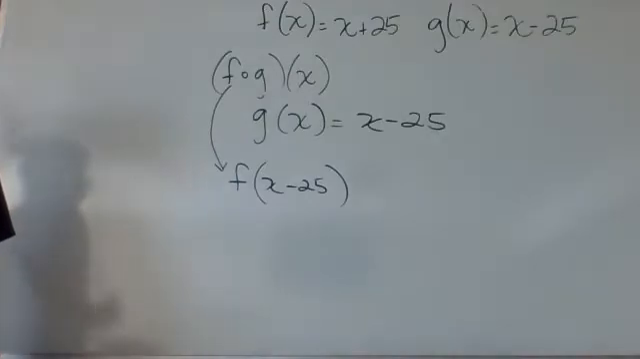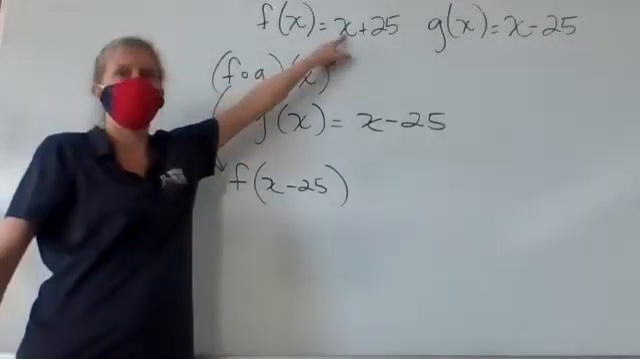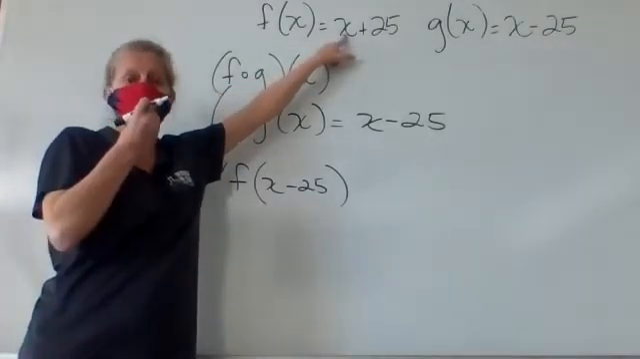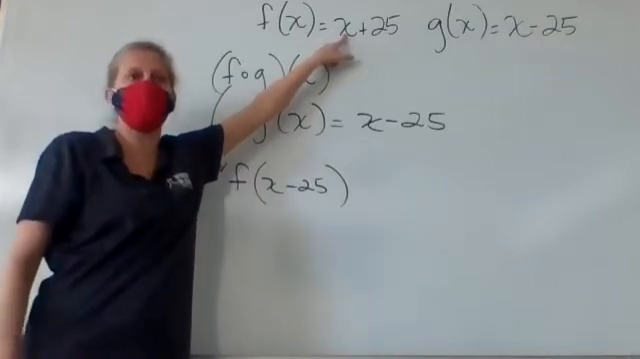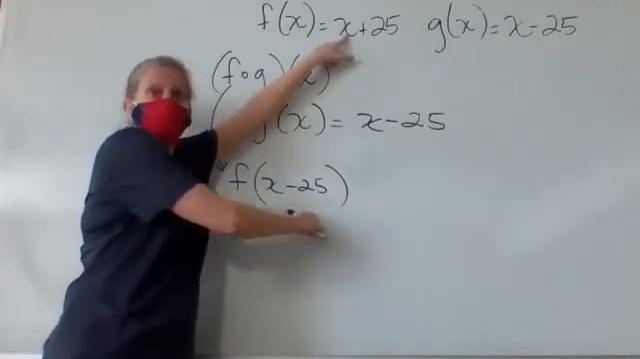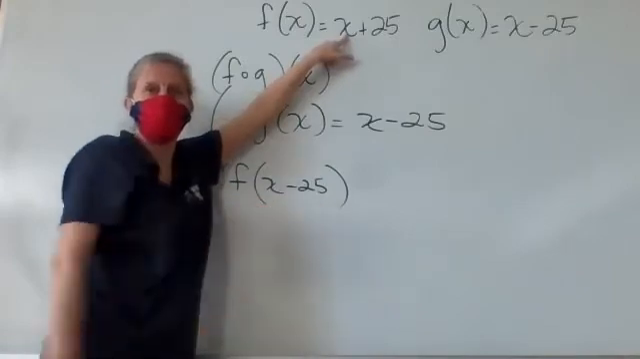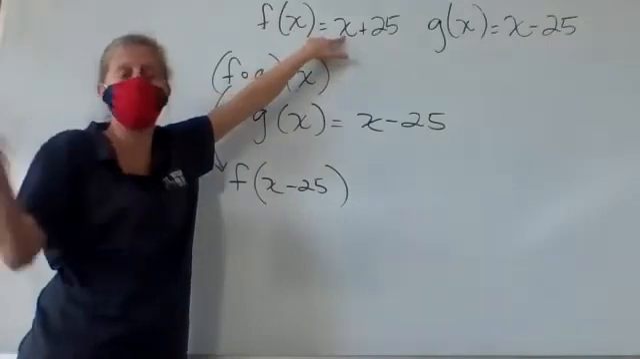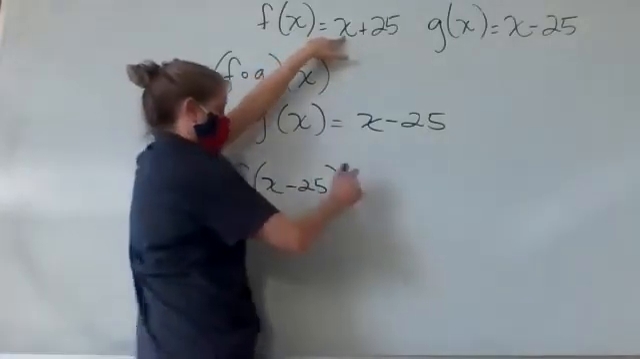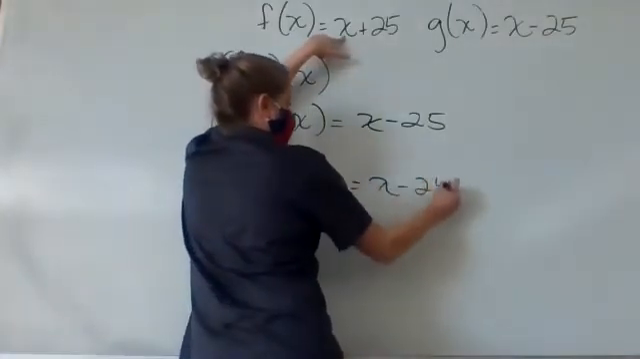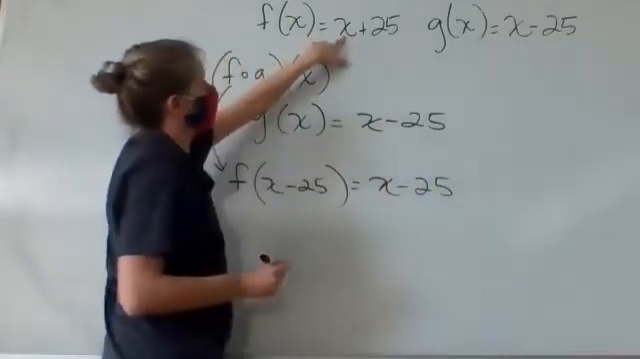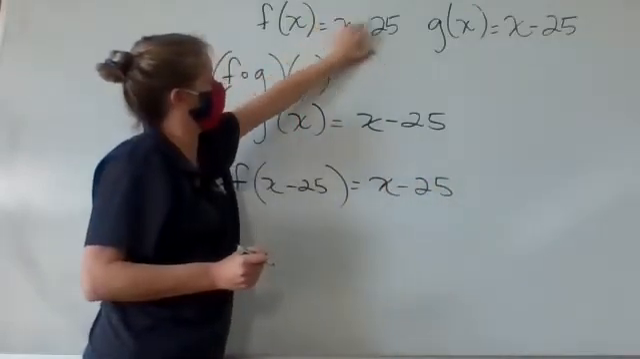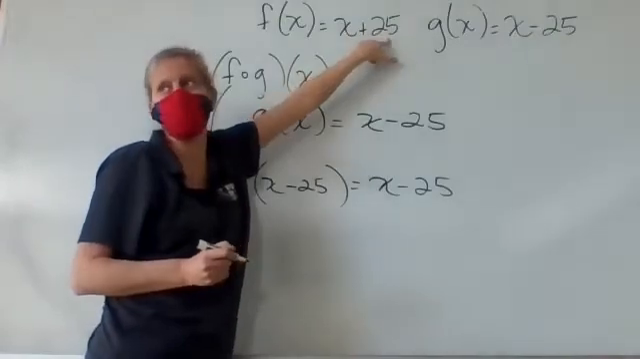Which means to do what? Go to your f. Wherever you see an x, what are you going to put in its spot? x minus 25. So I'm going to f. There's my x. What do I put instead of that x? I put all this, x minus 25. All right, now I've replaced this, so what do I just need to bring down? That plus 25.